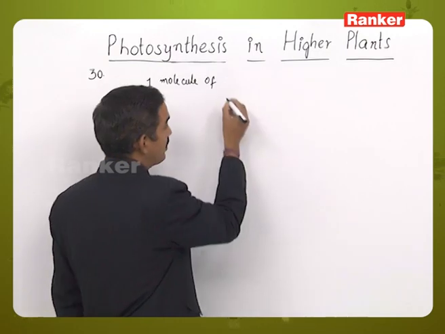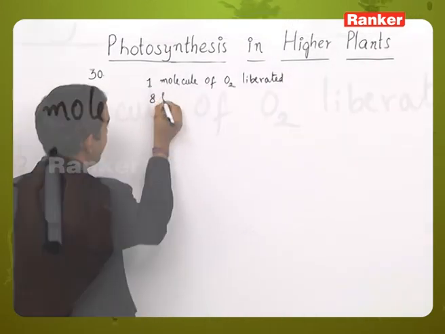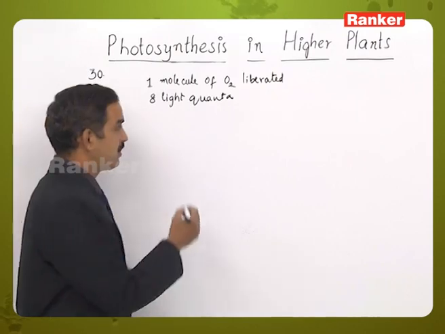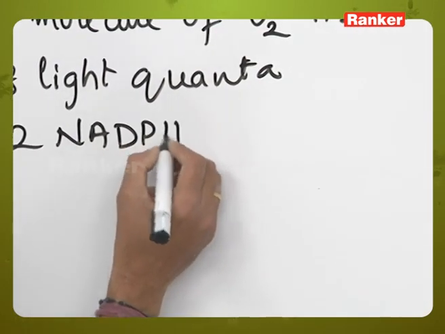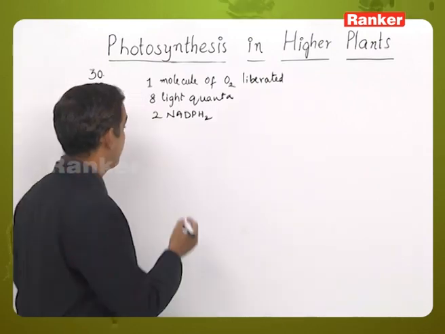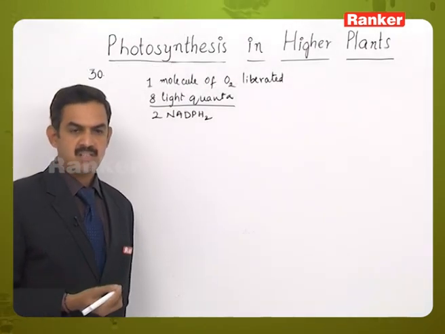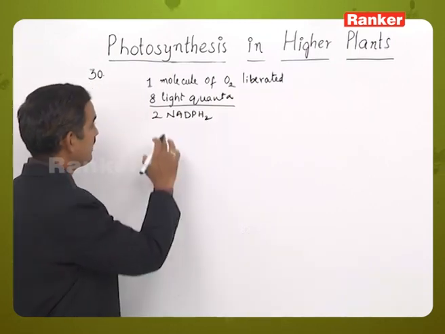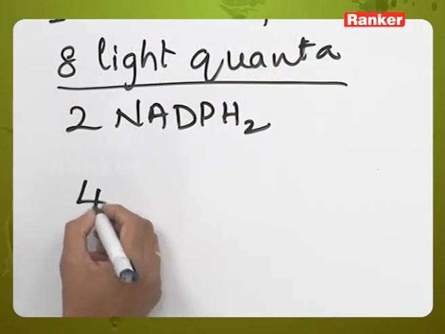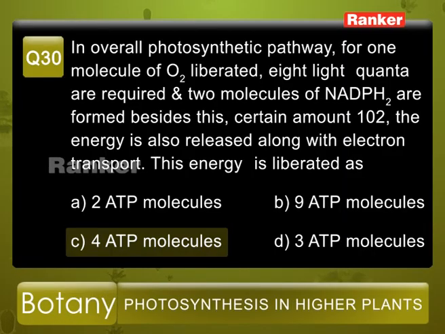So here, for one molecule of oxygen liberated, they require 8 light quanta and 2 molecules of NADPH2 are formed. Besides this, there is the amount of ATP that is required. When 8 light quanta are used, 2 quanta of light are required to produce 1 ATP molecule. So since 8 light quanta have been used here, 4 ATP molecules are liberated in the form of energy. So from the given options, option C is the correct answer.